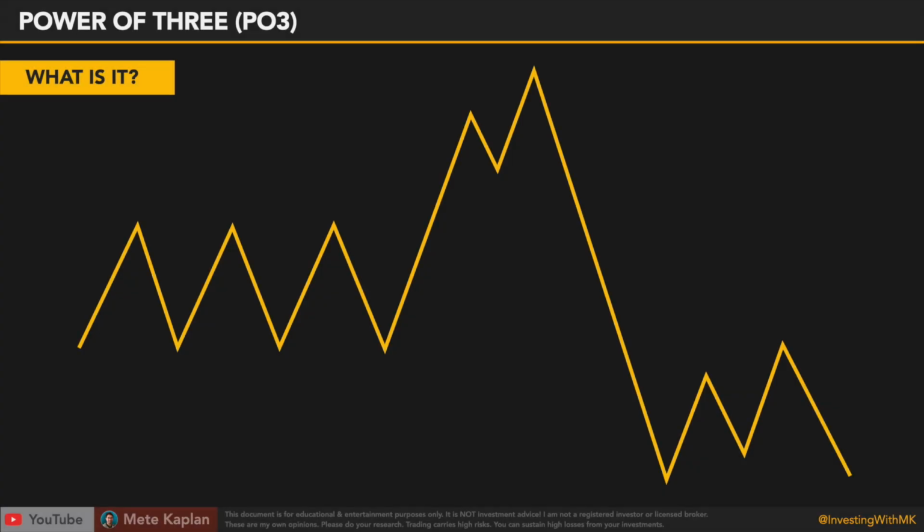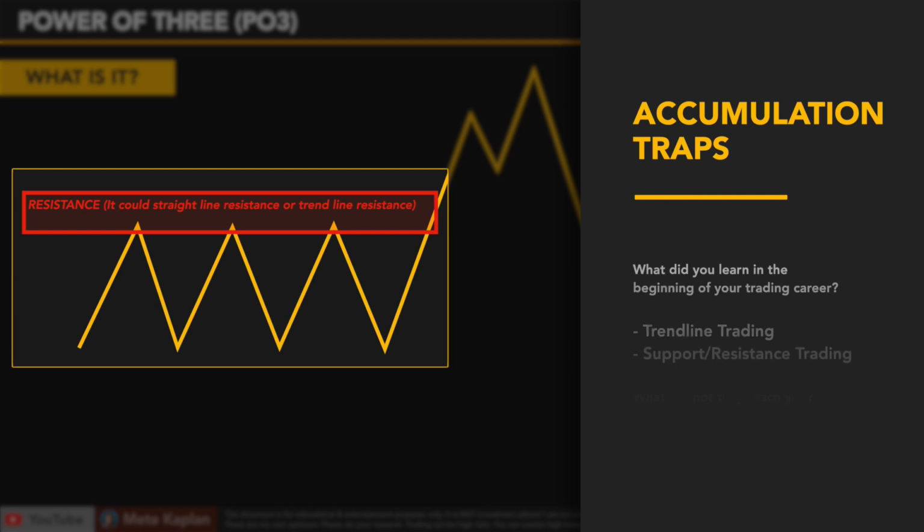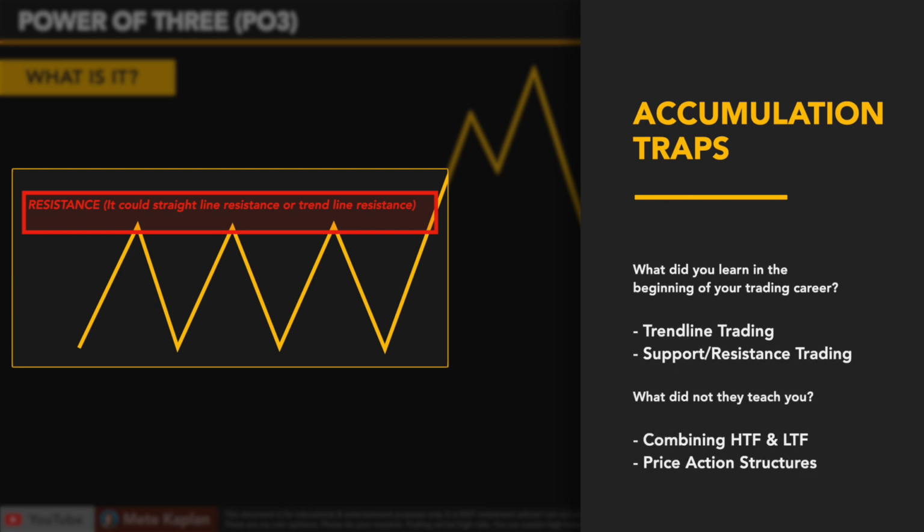Let's understand the core of the power of 3 stages. In the accumulation phase, you will see resistance. It could be a classic straight line resistance or trend line resistance. One more time, classic technical analysis work. All the trend lines or chart patterns.